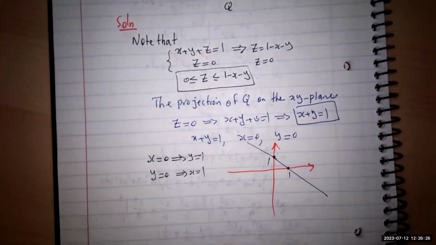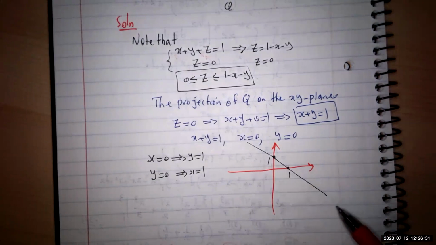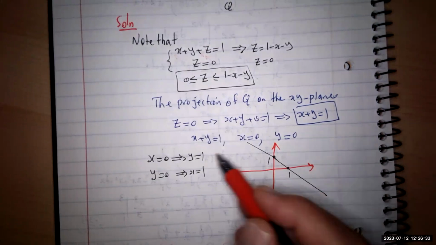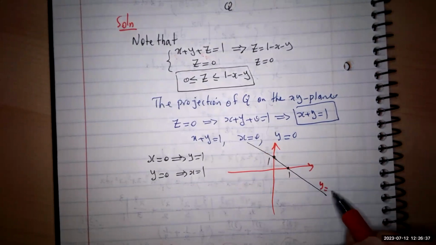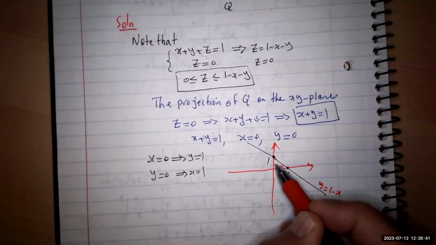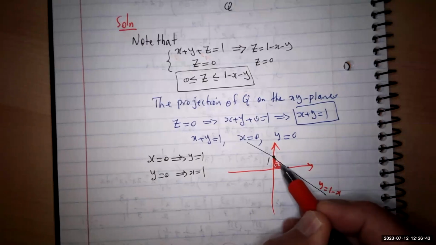So the region is going to be the one bounded, enclosed by the line. This is going to be your line. If you solve it for y, that gives you 1 minus x. This is the line, and this is going to be the region. This is going to be the Q in two dimensions.